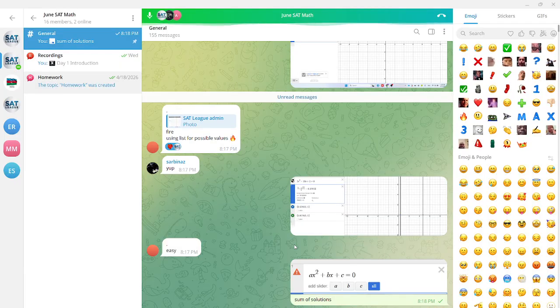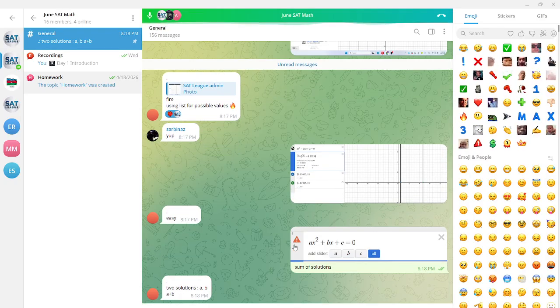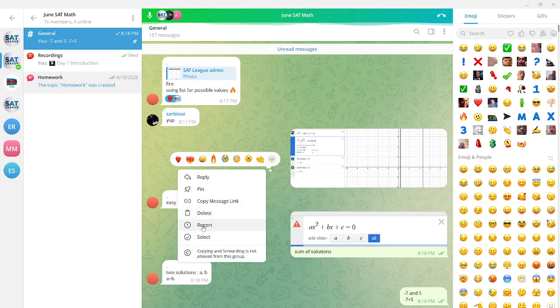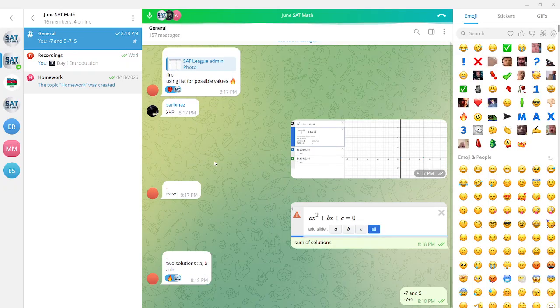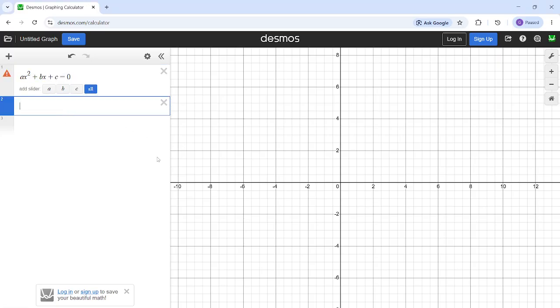So if you have the solutions, let's say the answers to a random equation are -7 and 5, the sum of solutions is -7 plus 5. Two solutions, a and b, we have to add a plus b. This is the sum of solutions. But when you're asked to find the sum of solutions, there is a very easy formula that you can use in any given equation in this form.